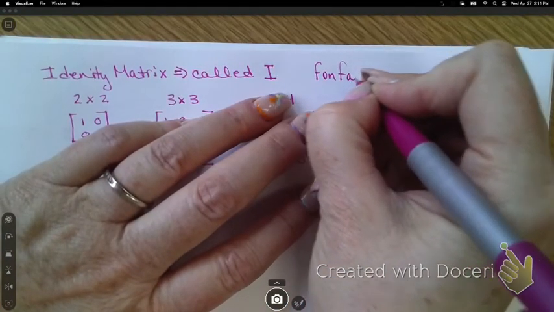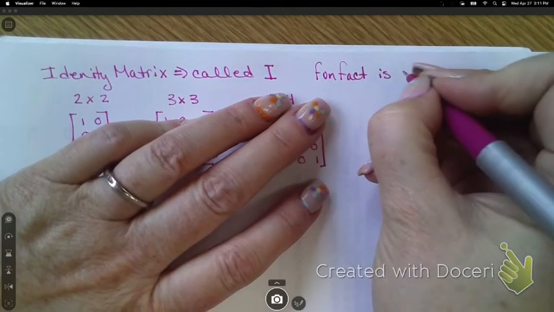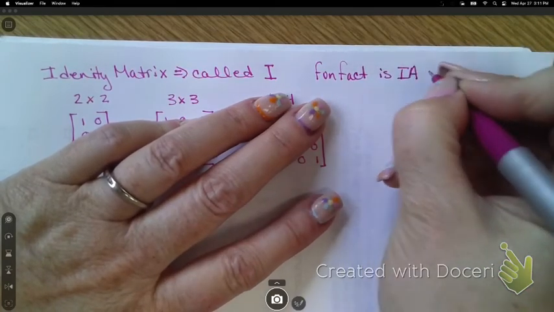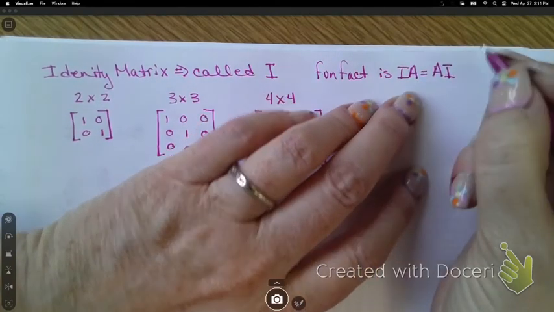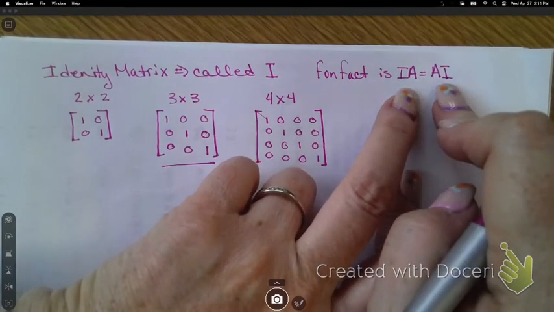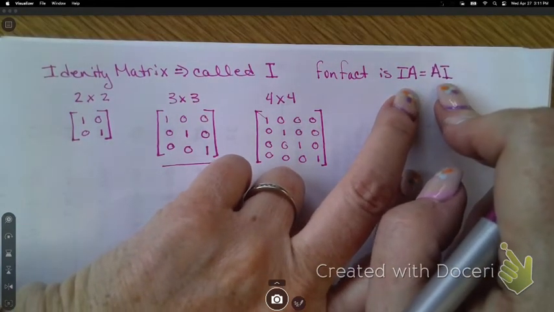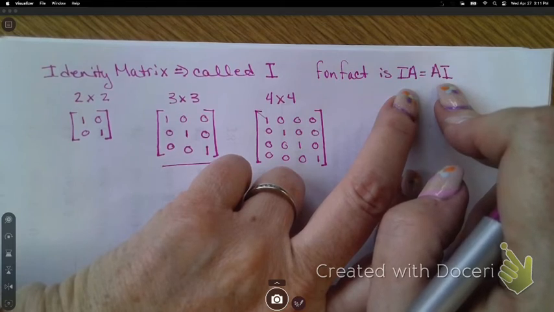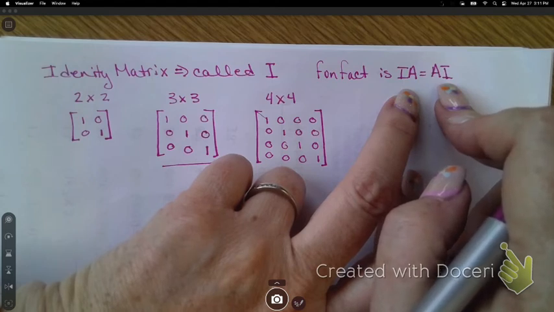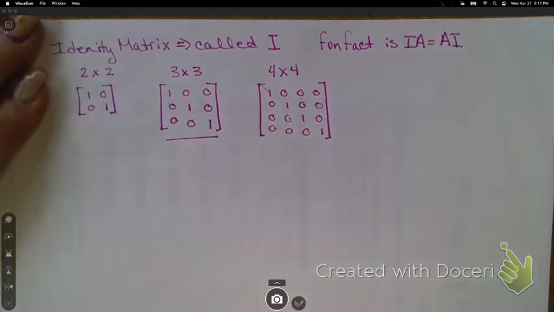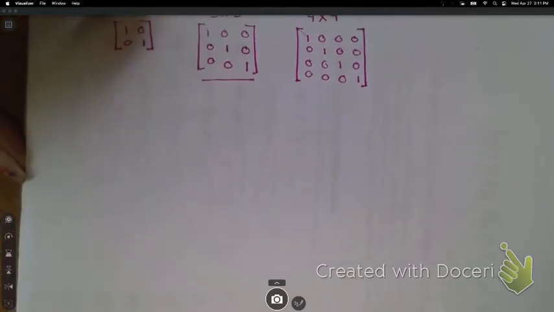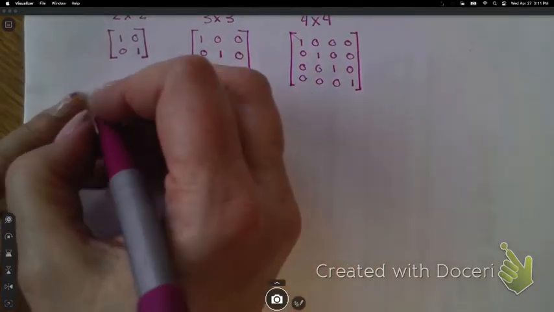IA will equal, guess what? AI. So that's the left hand and the right hand product. So if matrix multiplication is commutative, you are multiplying by the identity. Make sense? So it's the one time it'll be commutative. Okay, so we are going to multiply AI. If you want, we can do IA, but we're going to do AI.